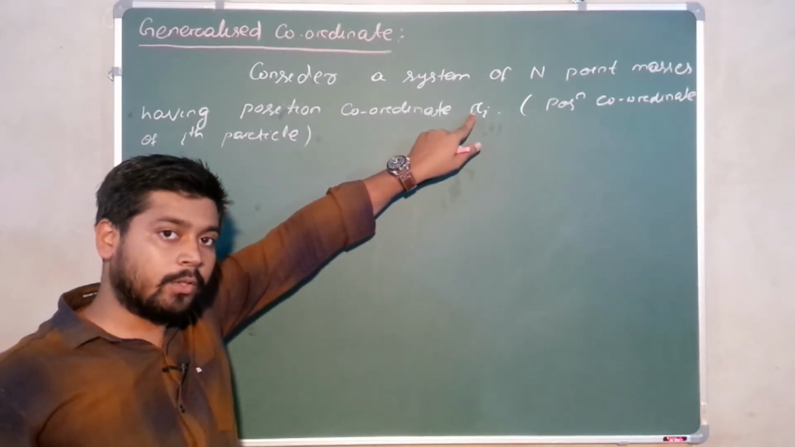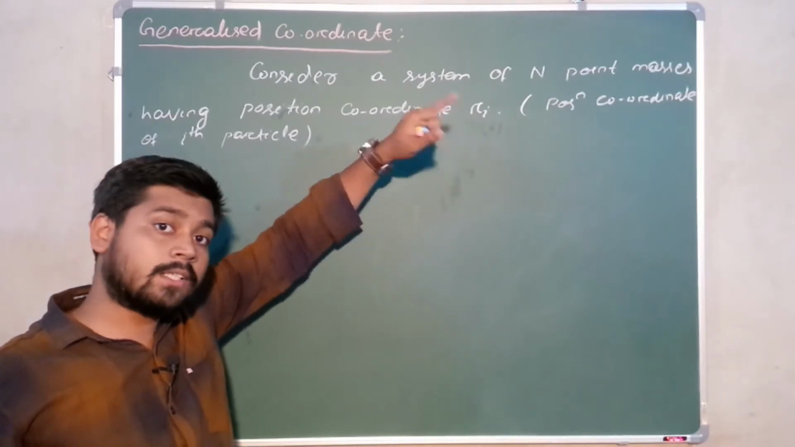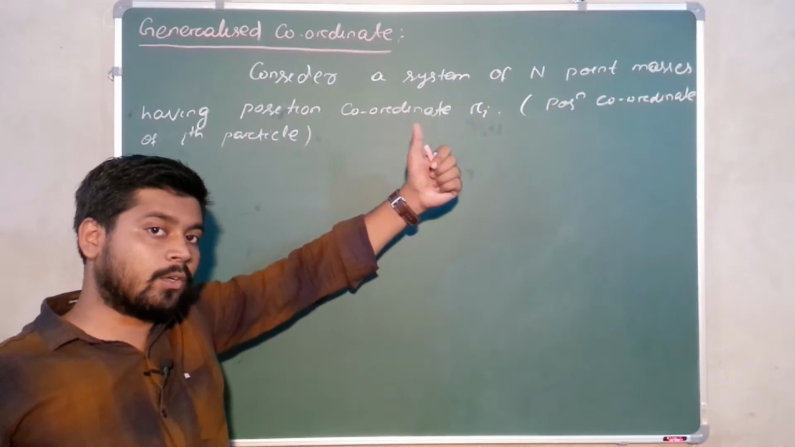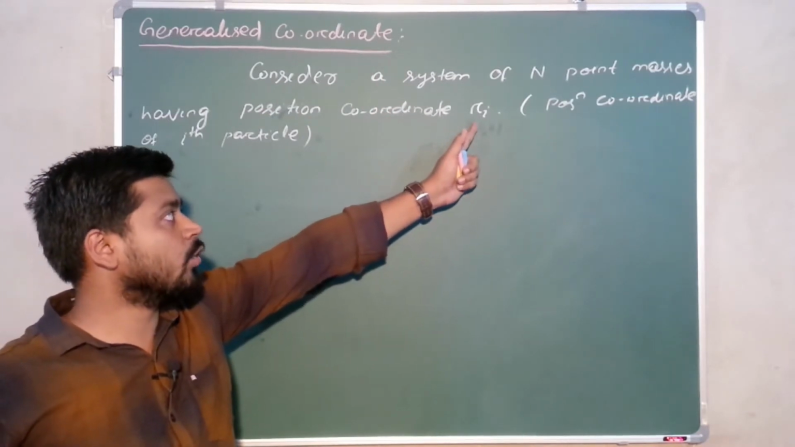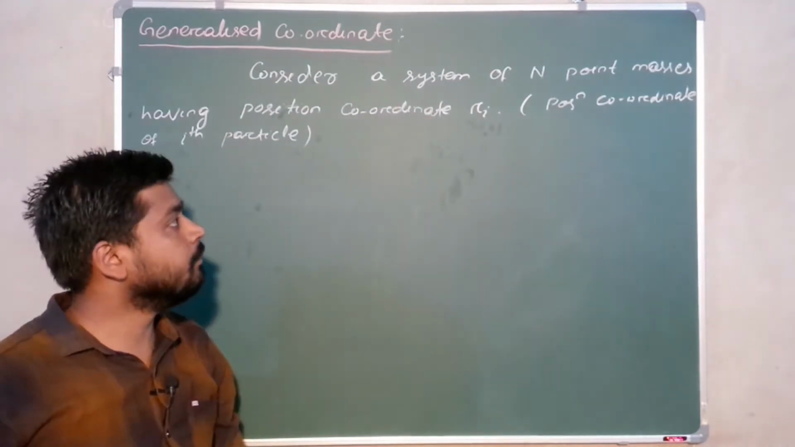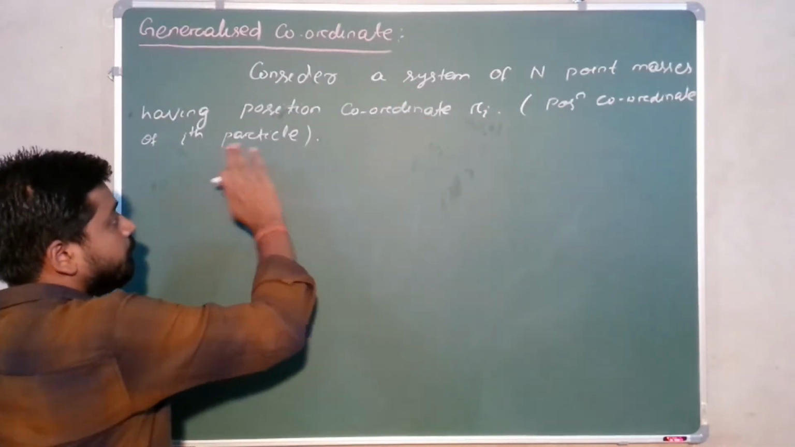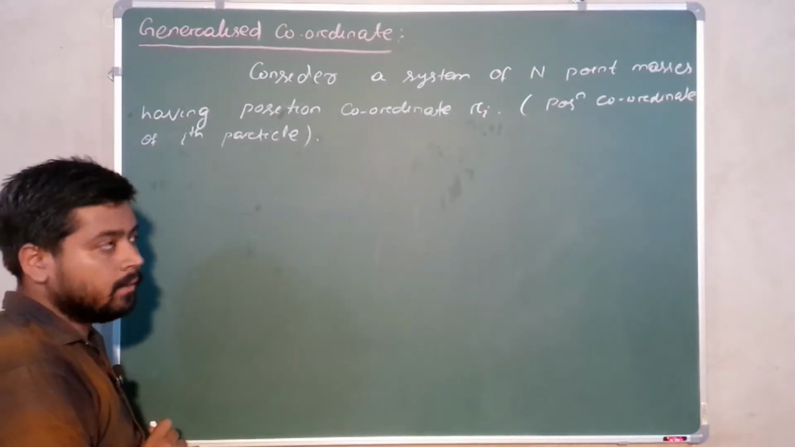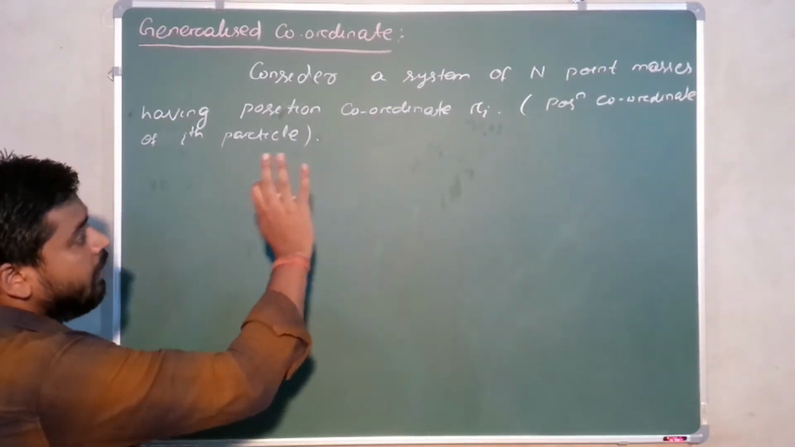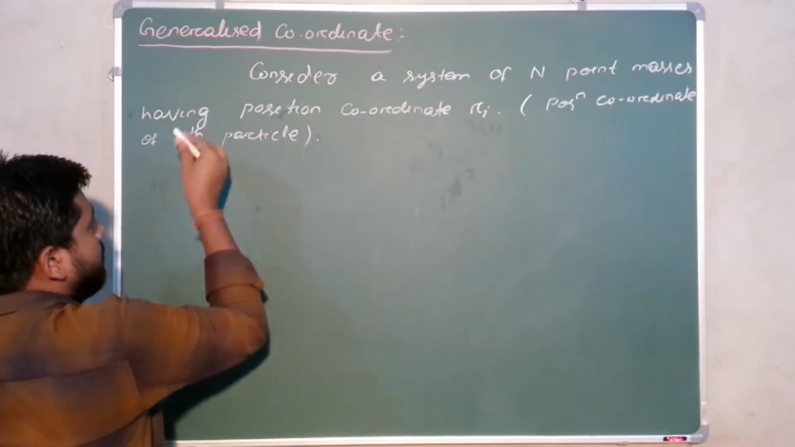In Cartesian coordinate, we know the position vector R equals x i cap plus y j cap plus z k cap. Yes or no? That is the position coordinate in Cartesian coordinate. Similarly, this one is the position vector in generalized coordinate. Okay, then this is the position coordinate of n point masses.